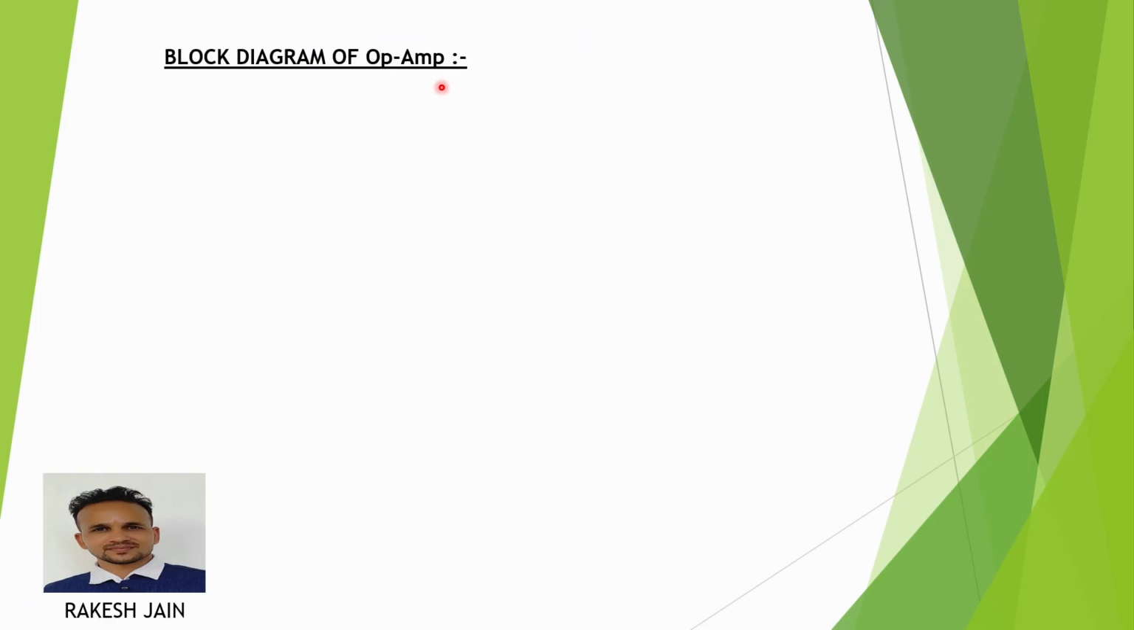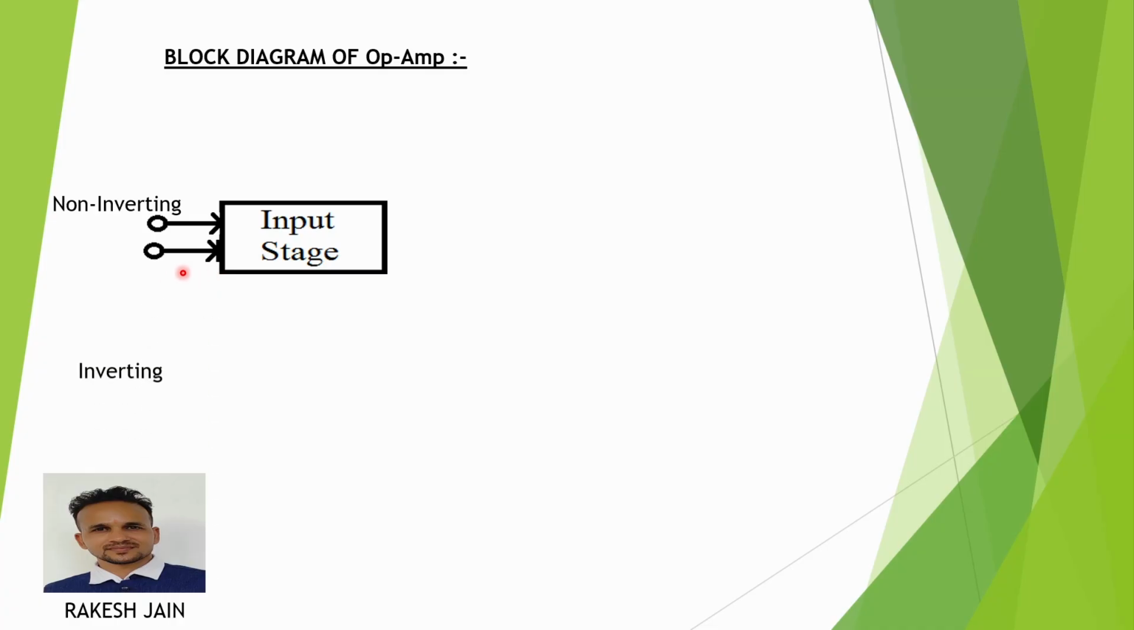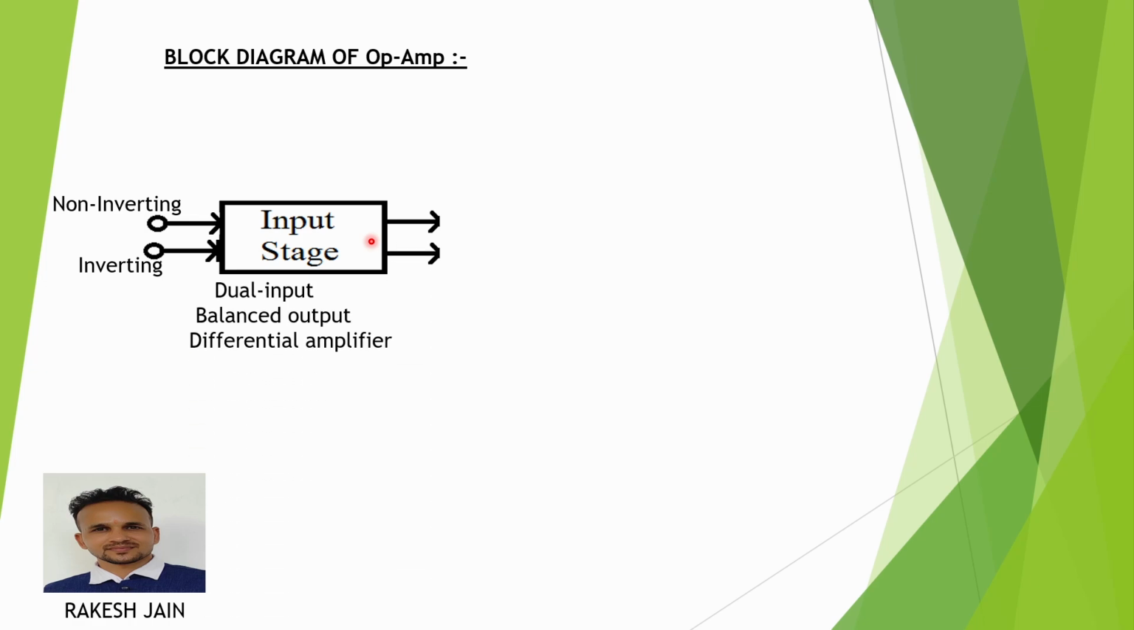Now the block diagram of the operational amplifier. The internal block diagram of the operational amplifier contains 4 stages. First is input stage. There are two inputs, one is non-inverting and one is, as we know, inverting input of operational amplifier, and it will generate two outputs. This input stage is actually dual input balanced output differential amplifier stage.